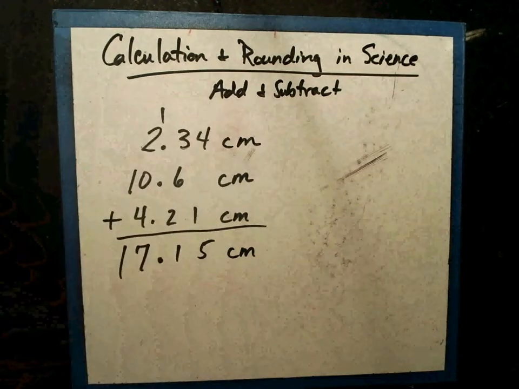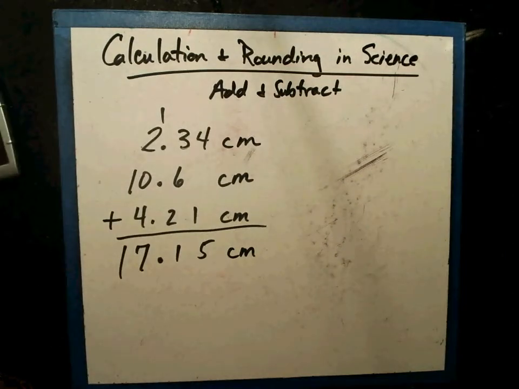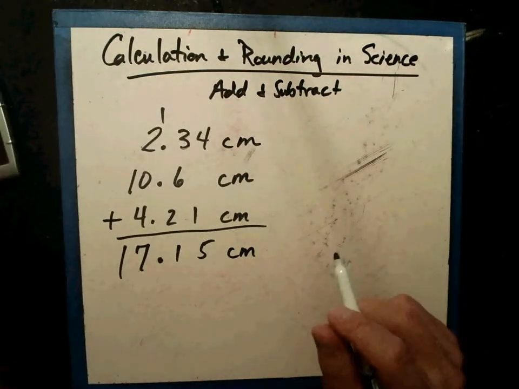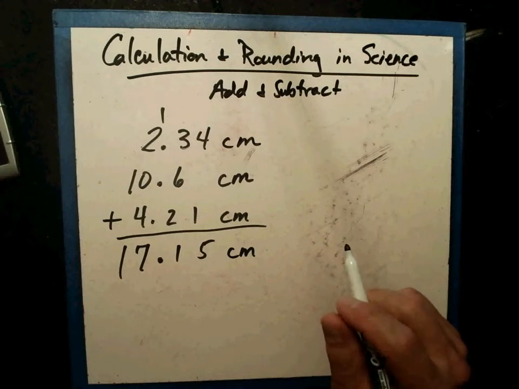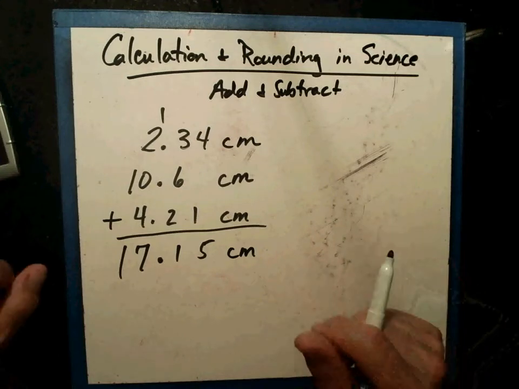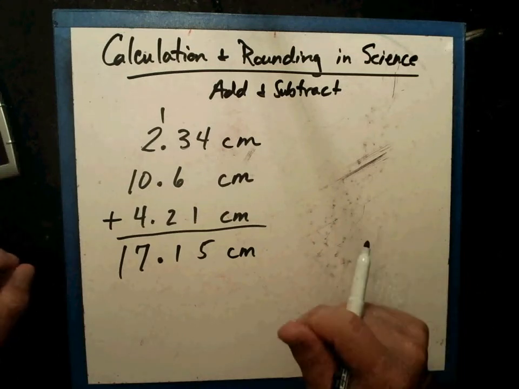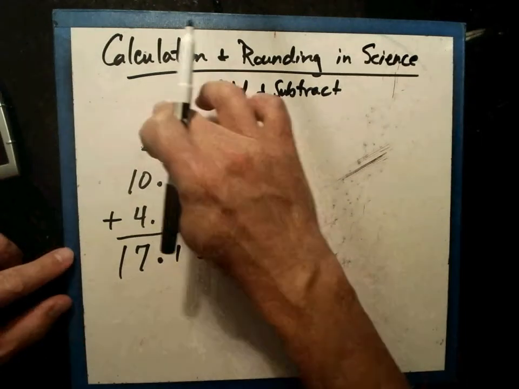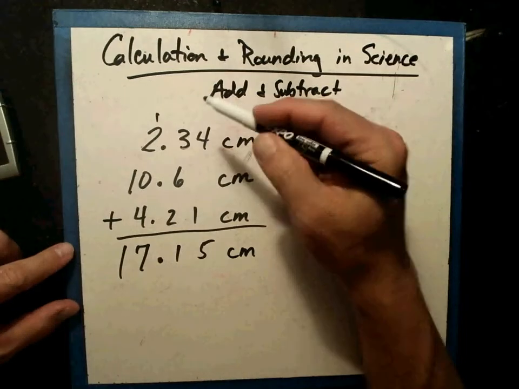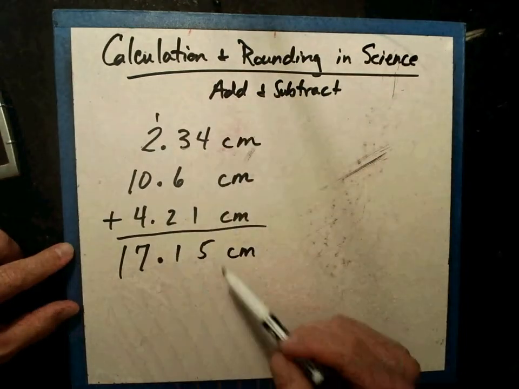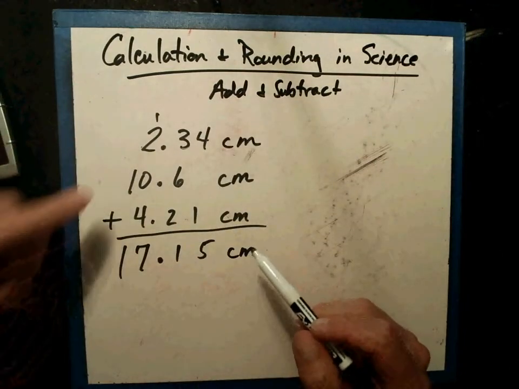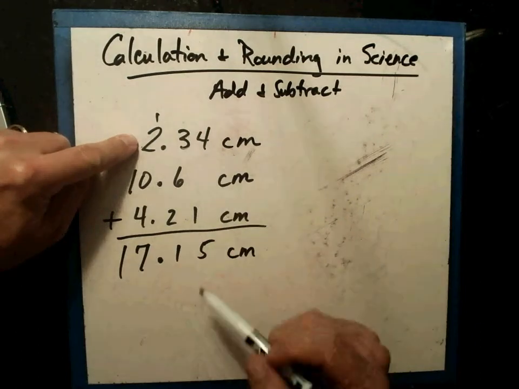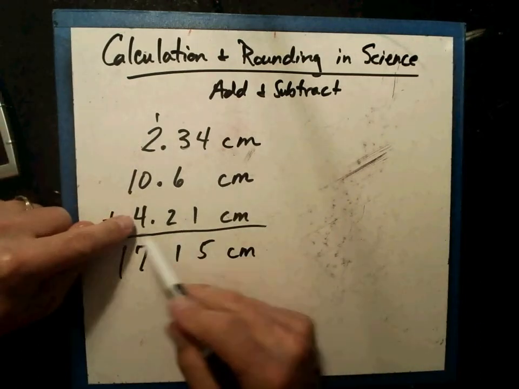Now, what I want to tell you is mathematically you did the math right, but you're rounding it wrong. Let me explain why. In science, we're trying to be exact. If you notice, I can actually look at these numbers. I'm going to carry my 1, but I want to show you something. If I look at all these measurements, this number goes to 2 decimal places, this one goes to 1 decimal place, this one goes to 2 decimal places.